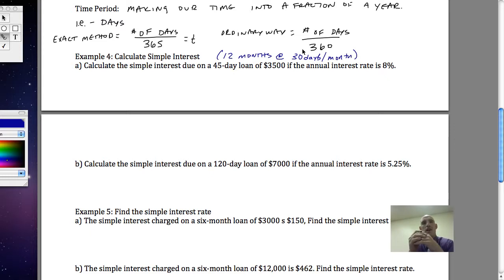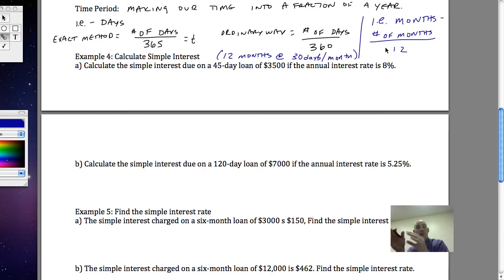Other ways we could adjust time period for months would be the number of months out of 12. For example, months, it would be the number of months out of 12. That's how we adjust our time period to make our rate jive with our time, because we want them to always have the same units. So if it's an interest rate in months, we're going to say how many months is that in 3 years or whatever.